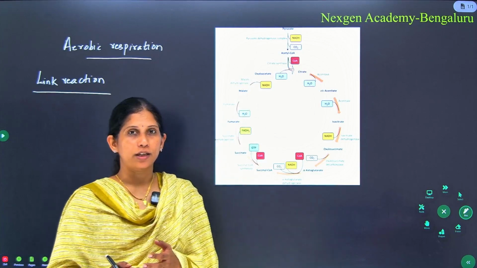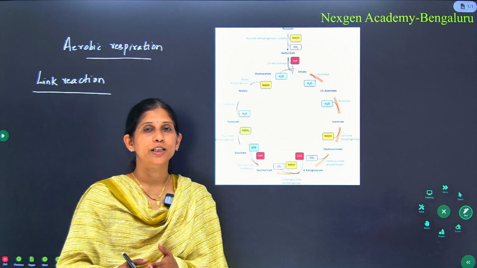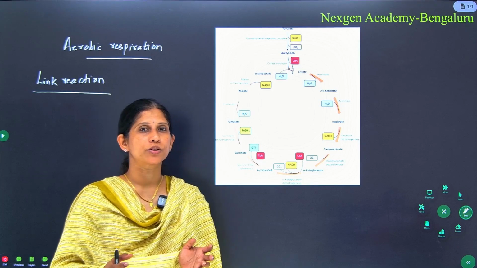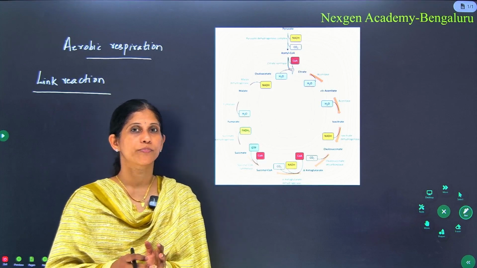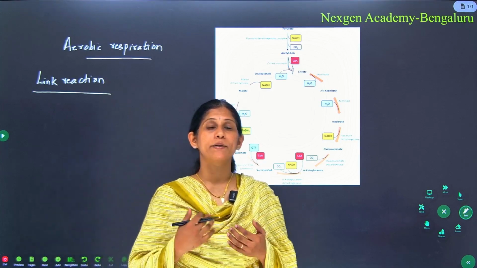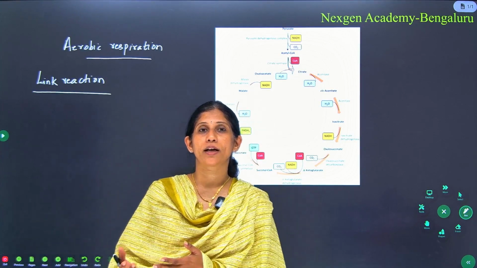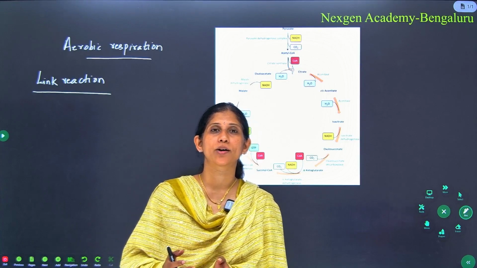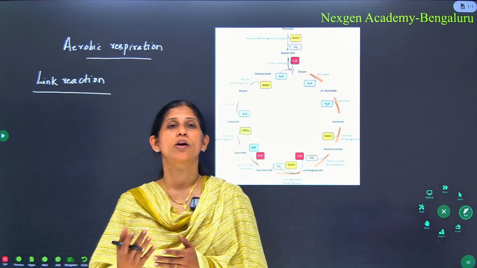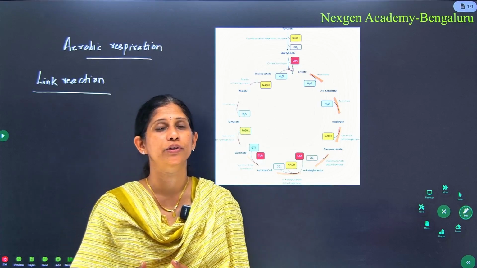After glycolysis, when we talk about aerobic respiration, we know that aerobic respiration refers to the complete breakdown of food with the release of energy, right? The food we are referring to here is glucose. So glucose will be completely broken down into carbon dioxide and water, and a lot of energy will be released as a part of this process.